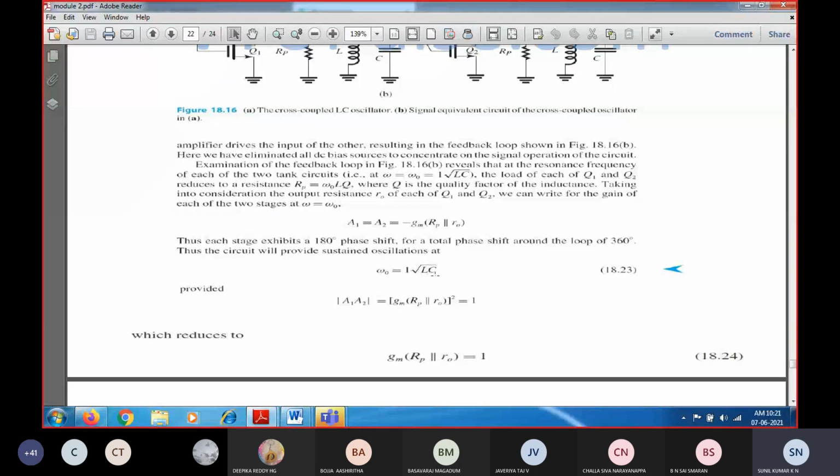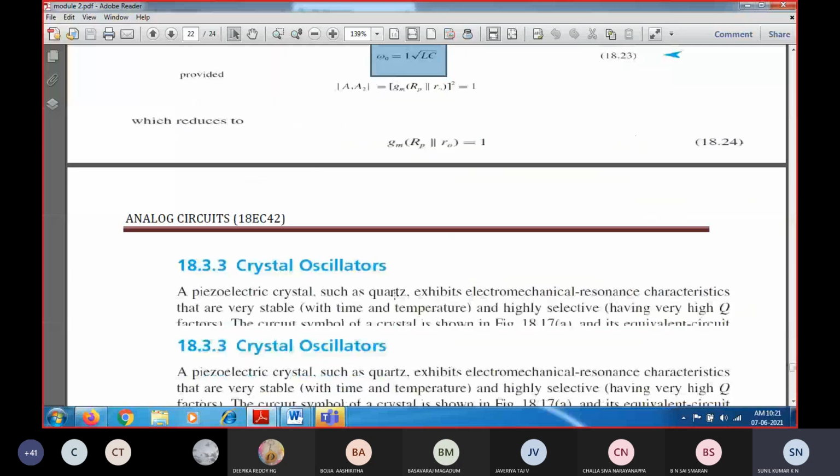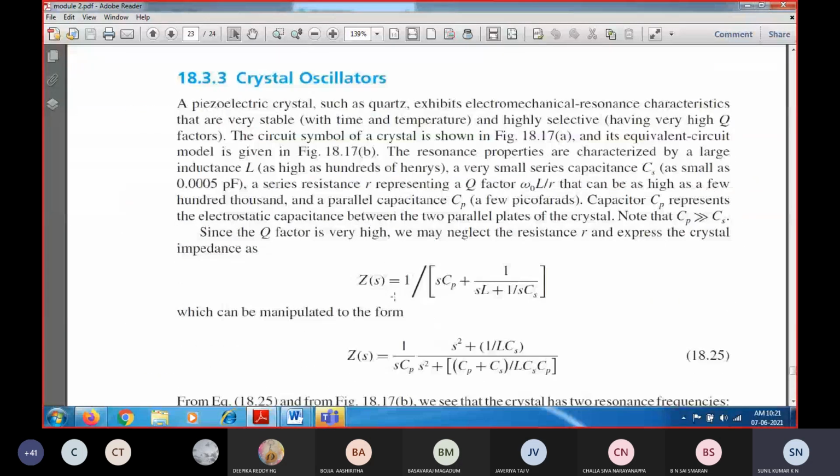So if there is any change, or any leakage current or leakage of charge, the frequency is inversely proportional to the square root of LC. If there is any deviation, there will be a change in the frequency of oscillation. The same holds good in the case of the RC phase shift oscillator. If there is any change in the capacitor or resistance value because of a change in temperature, you know that resistors and capacitors depend upon temperature. So if temperature varies, obviously the oscillations will also vary.